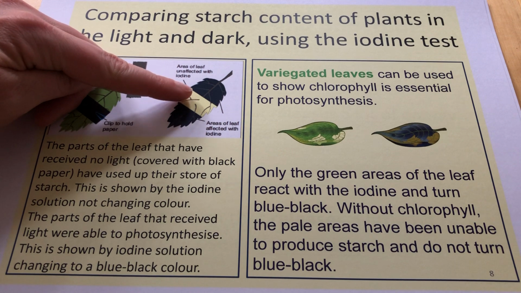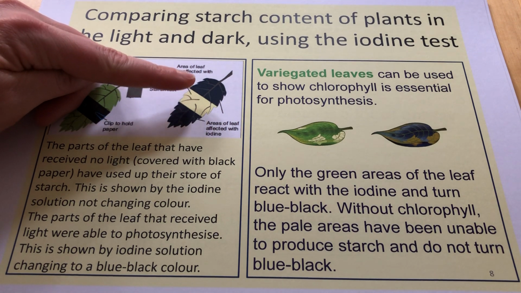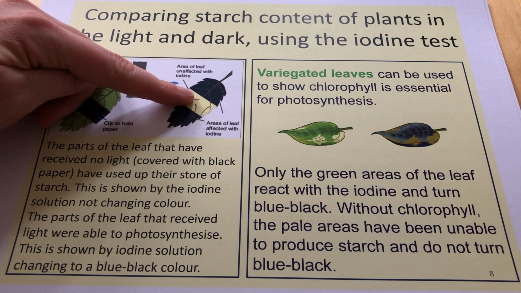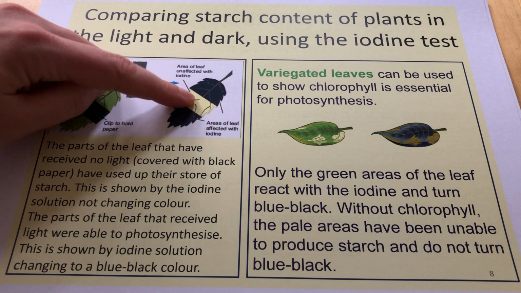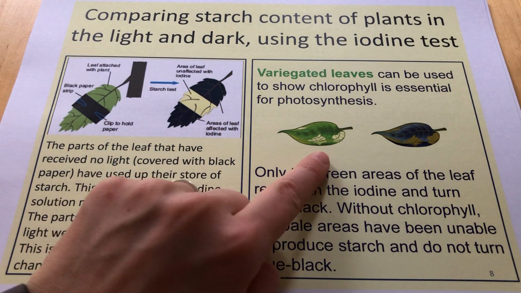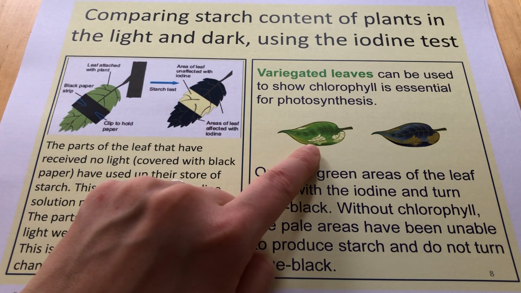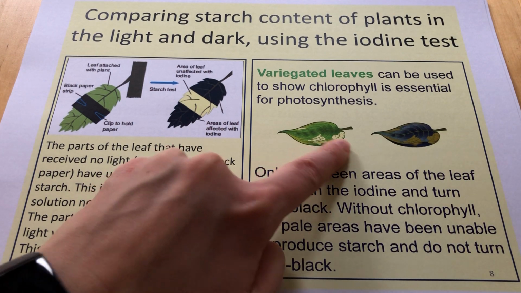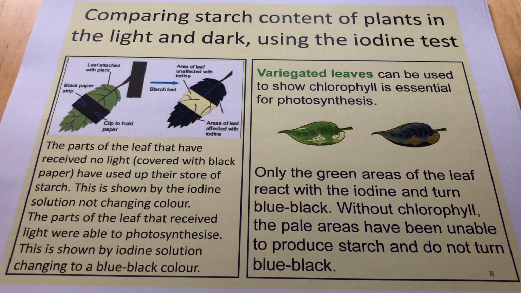In this area where it was in the dark, the plant has used up its starch store because it wasn't photosynthesizing, and the iodine remains the orange colour. Okay, variegated leaves you can see here, the ones with the white patches, no photosynthesis happening there, therefore no starch in those areas. So similar question, just slightly adjusted.